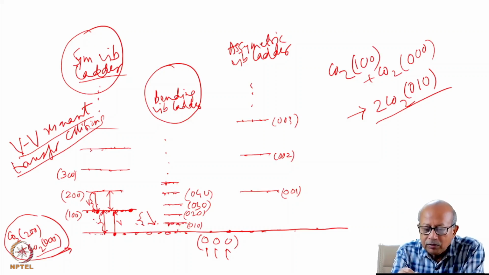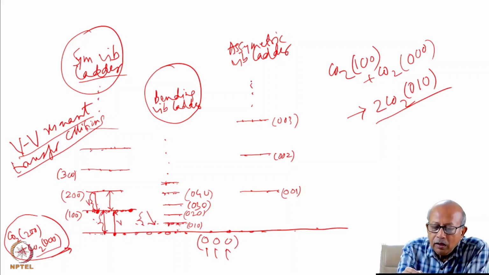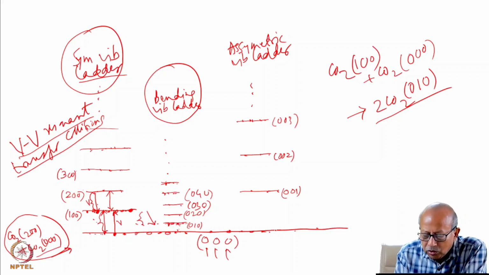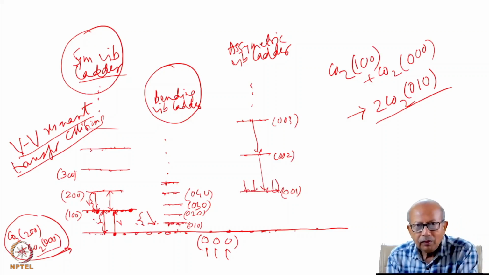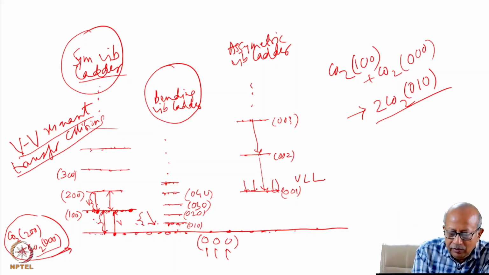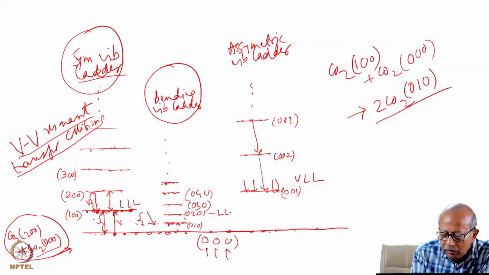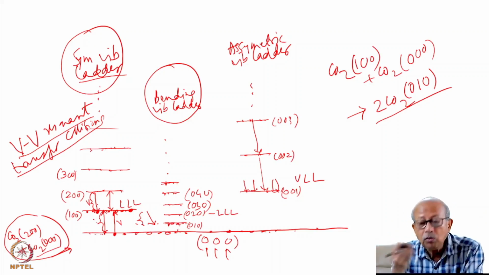So what happens in the case of the asymmetric mode? Once again, the molecule here will collide with a molecule in the ground state, and it will come down here, and eventually all the molecules will get accumulated here. This is the upper laser level, and this is the lower laser level, and 0 to 0 is also another lower laser level for the operation of CO2. You already know this.